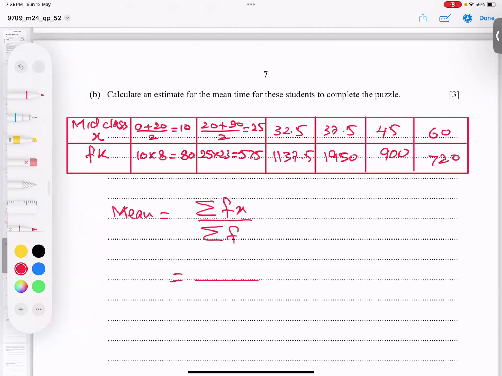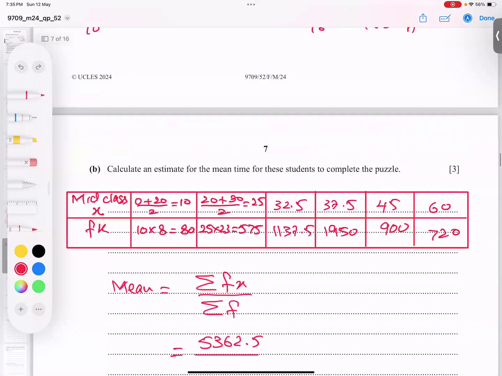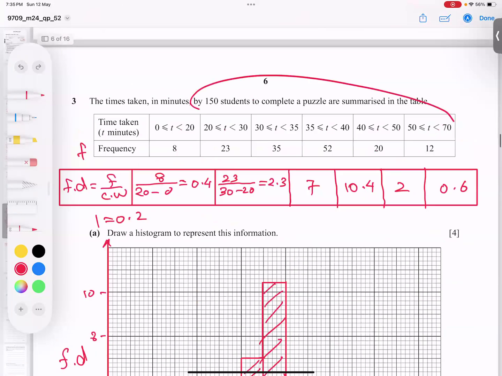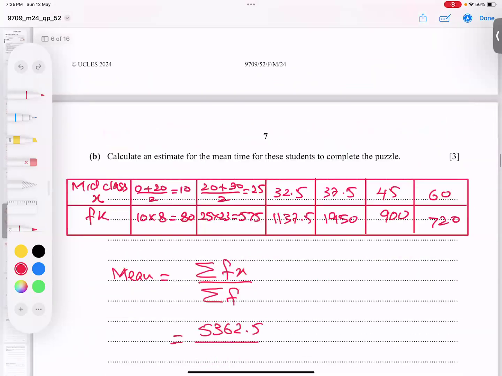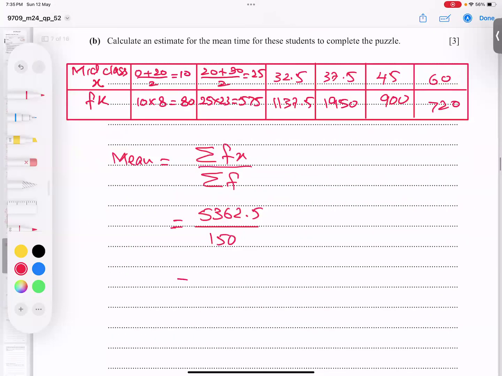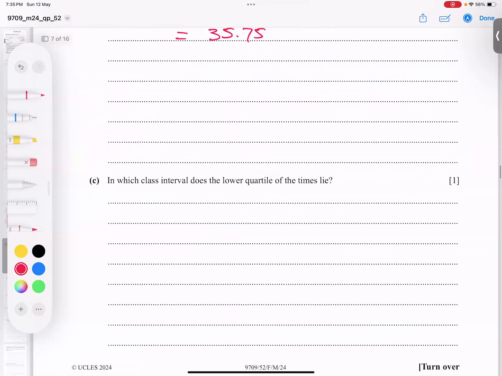Okay, 80 plus 575.5. Sorry, 1137.5. 1950. 907.20 is coming. 5362.5. And the sum of the frequencies, if I check it here, even I know 150 directly, or you add all the values, same thing. So I got 150. And what answer is coming? Let me check in the calculator. Okay, it is coming 35.75. So Alhamdulillah Rabbil Alameen, clear.